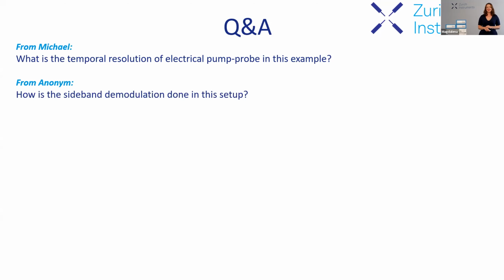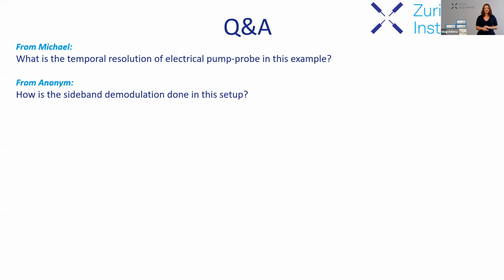How is the sideband demodulation done in this setup? In the presentation, I briefly explained that the sideband demodulation was done by the cascaded or tandem demodulation. First they demodulate at the resonance frequency, which is the carrier frequency, and then the result is demodulated by the sideband frequency. There is another technique where you can directly demodulate at the sideband frequencies using the modulation option that I explained in the practical part of the tutorial.